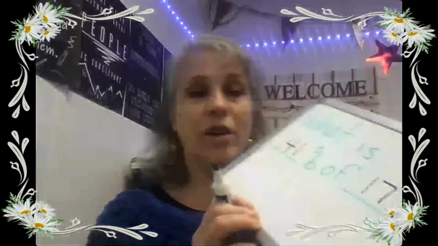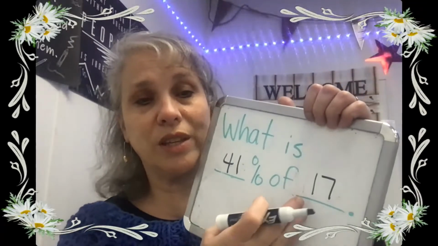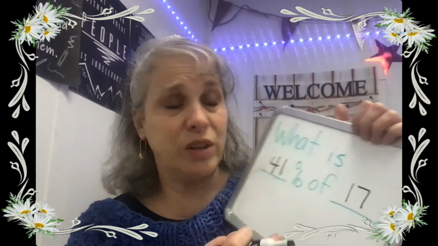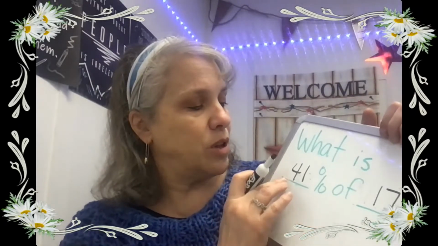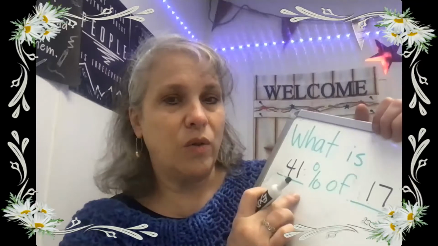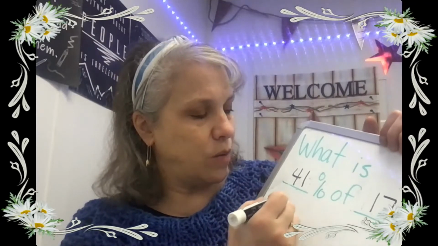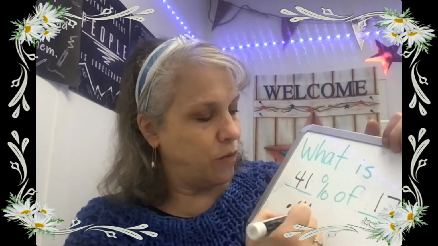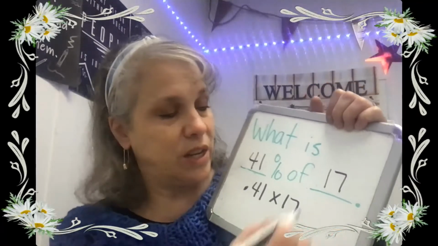For example, 41% of 17. All right, so I don't really think 41 over 100 is a common fraction, and I can't really reduce it. So I'm not even going to use that one. I'm going to divide by 100. I'm going to get 0.41, and I'm going to multiply that by 17.